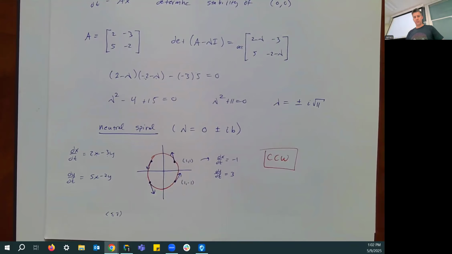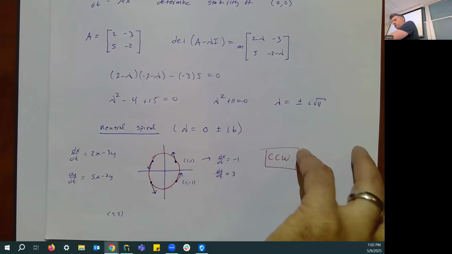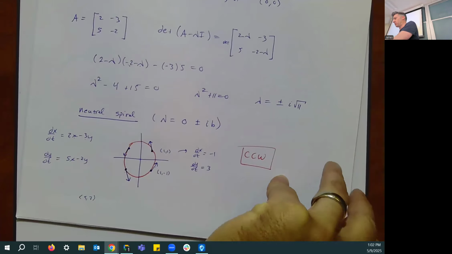Sure. First, is this stable or not? Oh yeah, neutral spiral. I don't think we say it is stable. I don't think we really comment on the stability for a neutral spiral. But I should probably look in the textbook to actually see what the textbook says about that.